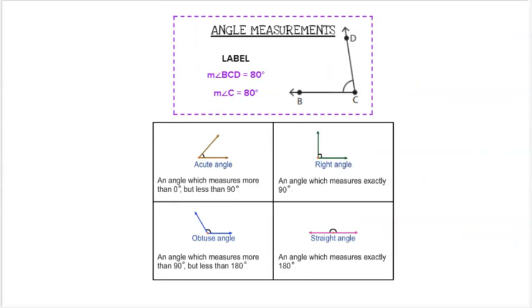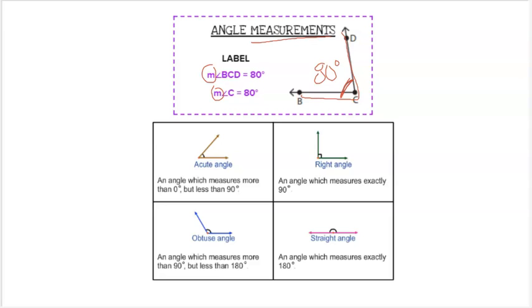Angle measurements. To label angle measurements, we just put an M in front of that marking. It's the same thing as naming an angle. We're just going to add an M to mean we're talking about the measurement. So the measure of angle BCD, this measure right here, is 80 degrees. So the alligator is opening his mouth up 80 degrees.